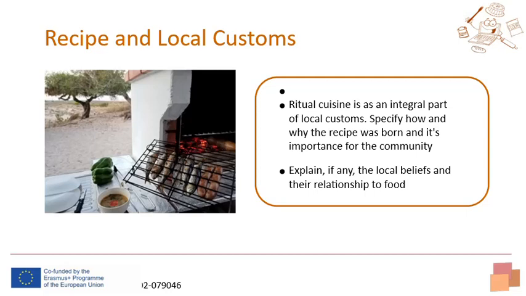Specify how and why the recipe was born and the importance of it for the community. Explain, if any, the local beliefs and their relationship to food. For example, in the case of Easter folar, legend has it that this traditional Easter cake came about through a saint, Santa Caterina. Santa Caterina had offered this cake to a young woman named Mariana and her two suitors, so that there would not be a war between the two young men. Therefore, the folar came to represent reconciliation and friendship.